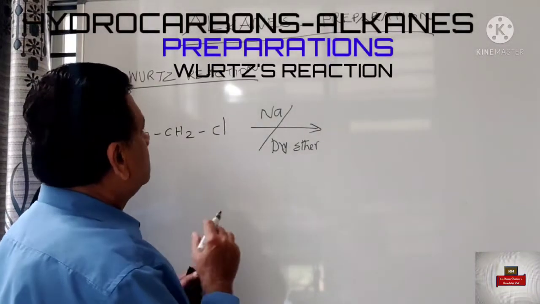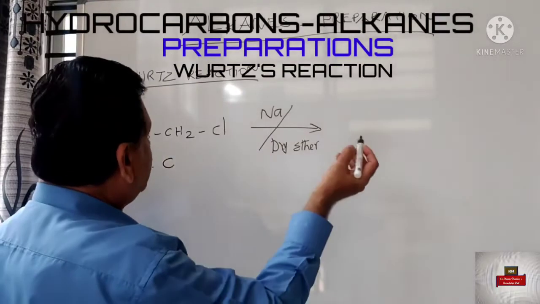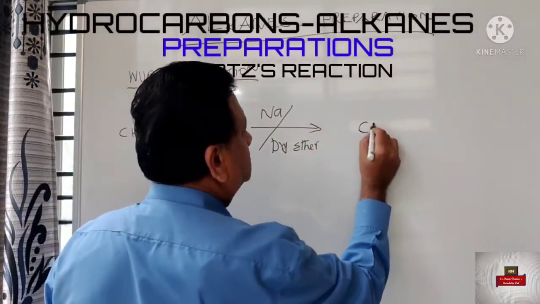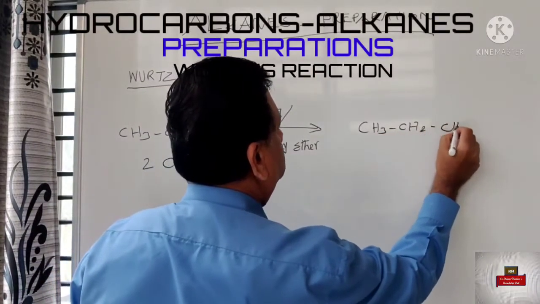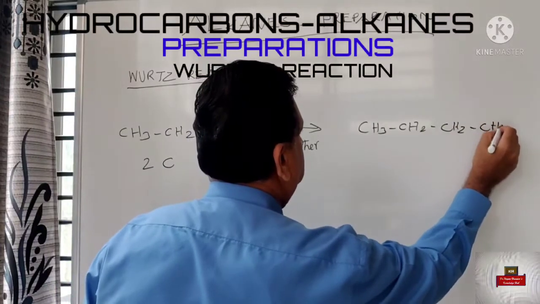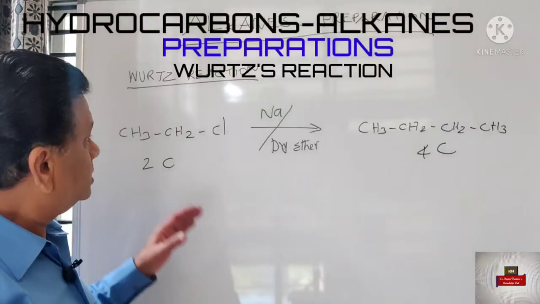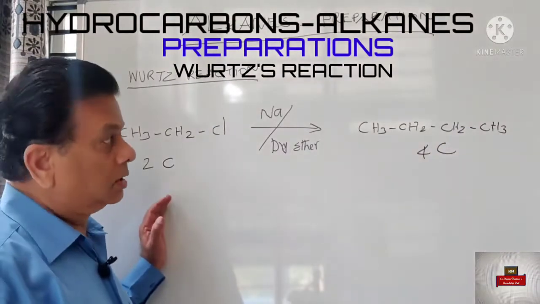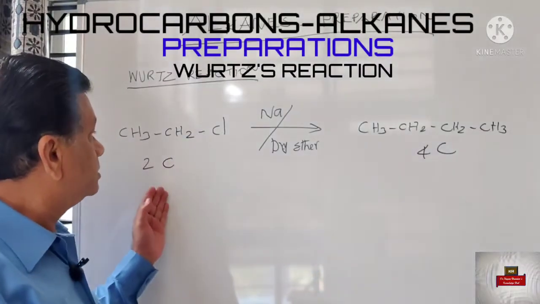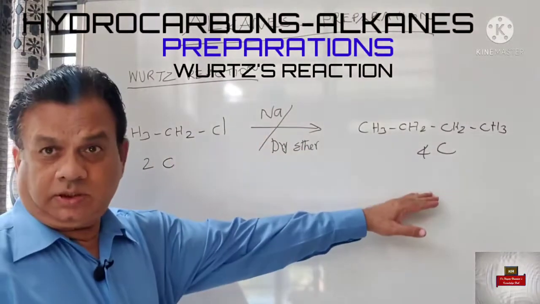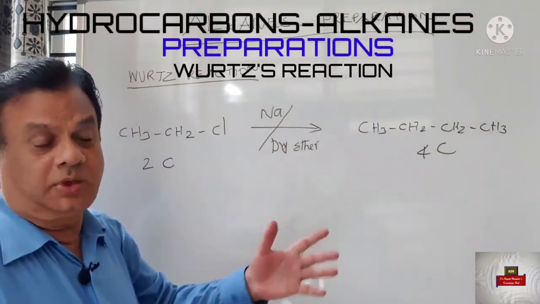So what happens here? We have 2 carbons, right? Now what will we get here? CH3 CH2 CH2 CH3. What happened? We got 4 carbons. So Wood's reaction is used to make compounds with higher carbons. If you start with 2 carbons, you end with 4 carbons. If you start with 1 carbon, then you end with 2 carbons. So it's very beneficial.